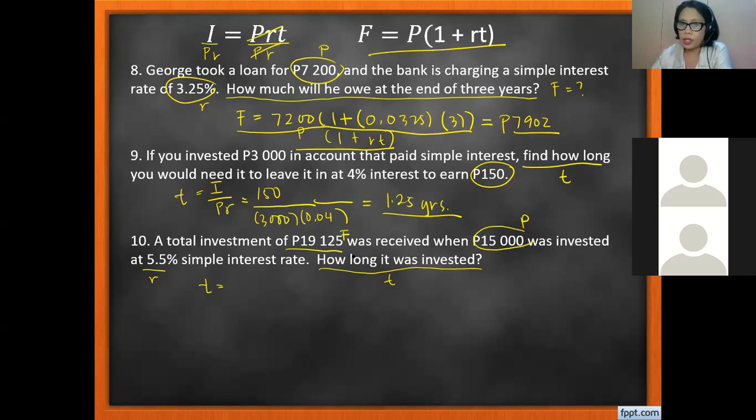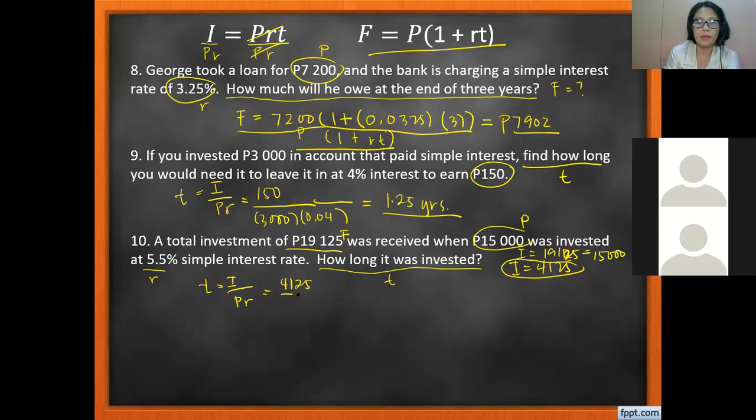So we have 15, sorry, the other way around. 19,125 less 15,000. That's the correct term. So it's 4,125. So that's the interest. And this was obtained by subtracting 19,125 by 15,000. So we have this interest. So substituting the given in the formula, T equals I over PR. So we have I equals 4,125 all over the product of P, which is 15,000, and the rate, which is 5.5% or 0.055.